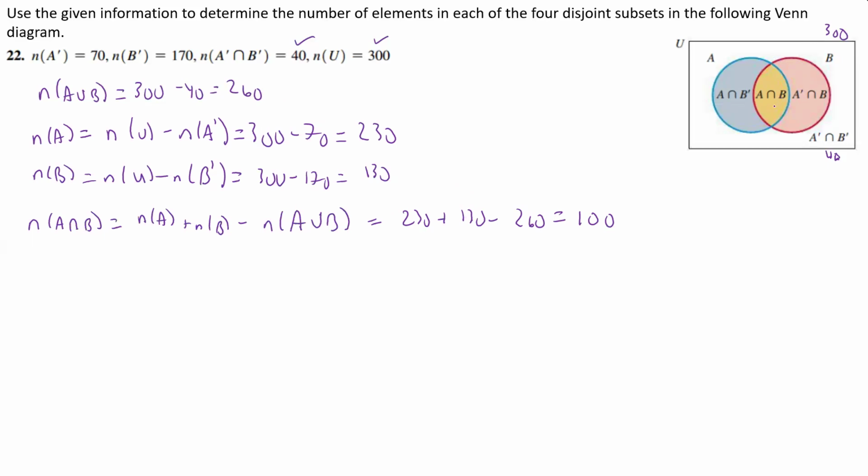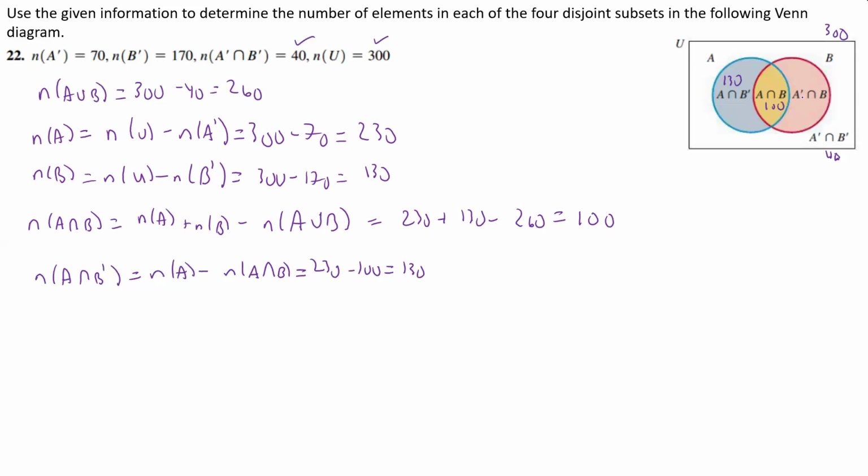And so where's my marker? Here it is, 100. Okay. And so now what can we do? Well, we can probably get this one pretty easily because now we know the number in A. We could subtract off the number in the intersection and that could give us that. So the number in A is 230. So let's say n of A and B complement is equal to the number in A minus the number in A intersect B. So that's 230 minus 100, which is going to be 130. So that will give us 130.